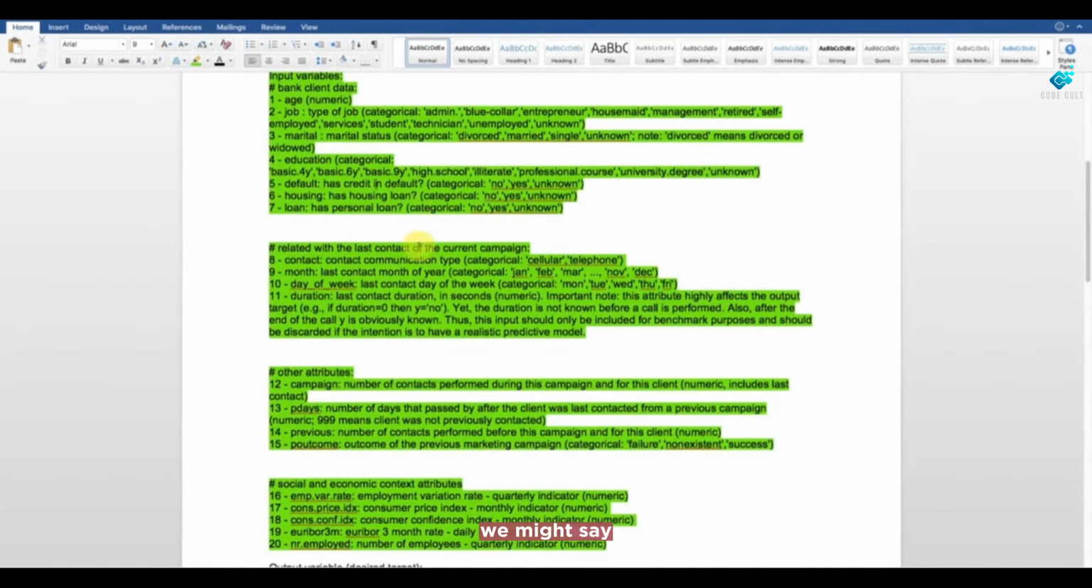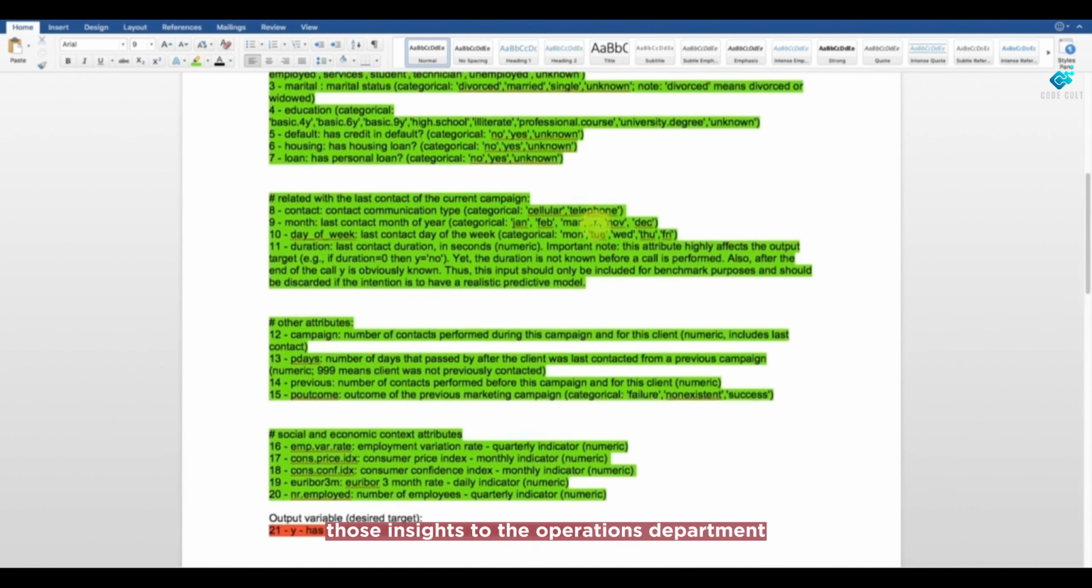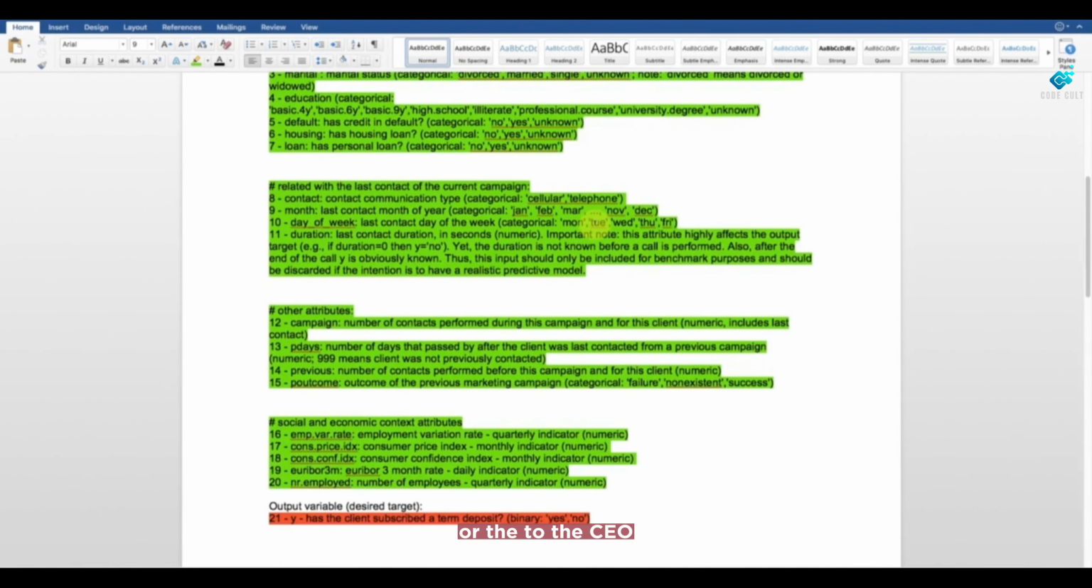For instance, we might say, the best people to contact are entrepreneurs. We're going to contact them first, and then we're going to contact everybody who has a housing loan, and at the same time, we're only going to call them on a Monday, because that's the best way to do it. And if we give those insights to the operations department or to the CEO, they're going to save a lot of money because they need to contact another 10,000 people this year. So that's what we're going to be doing.